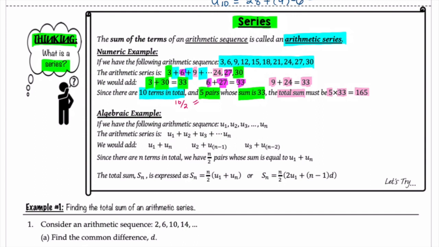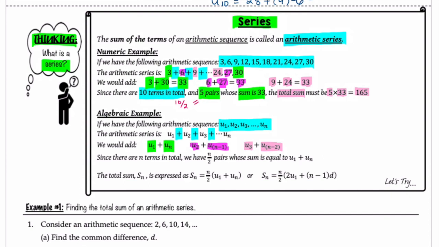Our algebraic example is very similar to the numeric. Let's say we have the following arithmetic sequence: a sub 1, a sub 2, all the way to a sub n. That means that the arithmetic series would be adding all those numbers up: a sub 1, a sub 2, all the way up to a sub n. We would take the same approach as the numeric. We would add the first term with the last term, giving us some value. We would add the second term with the second to last term, giving us the same amount as the first pair. And we could continue that pattern as we did before, and the sum will always be the same.